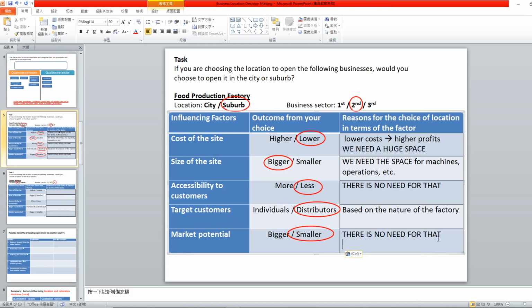Even though the market potential is less, we don't need that, because at the end we are going to distribute our goods to different distributors. So we don't really care about the market potential in the suburb, because we are not going to sell it in the suburb. We are going to sell it to different distributors around the places.